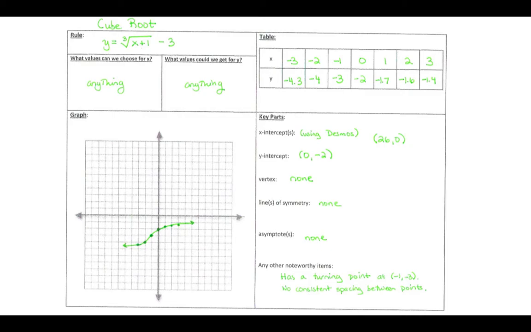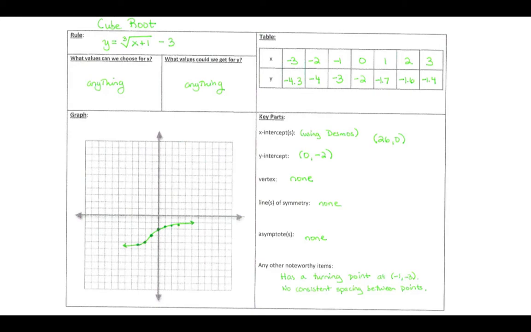Now let's look at the cube root family. A cube root, which we know means a number that multiplied by itself 3 times produces an answer, can be used for calculations. So this one, I'm going to add 1 to my x, then do the cube root of the answer, and then subtract 3.